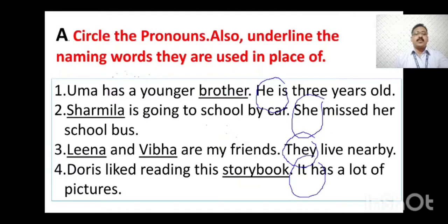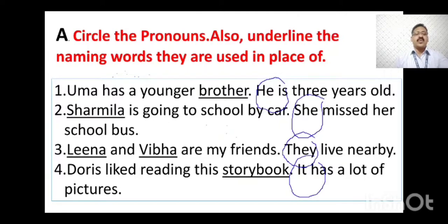Question number 4. Doris liked reading this storybook. It has a lot of pictures. So in this question number 4, the noun is storybook, about which we are talking. So it is used for the noun storybook. A storybook is a non-living thing, so it is singular also. If one storybook is there, we have to write it.